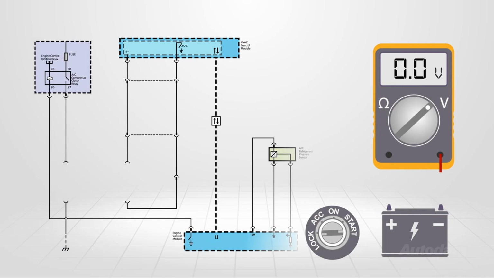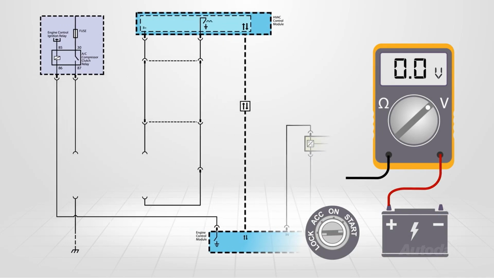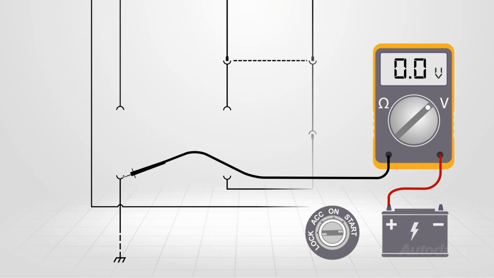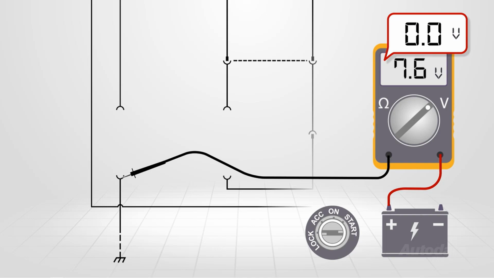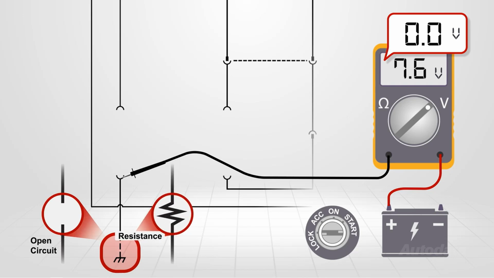Place one meter lead on battery positive and the other on the ground terminal of the compressor harness connector. If less than battery or no voltage is seen, check all ground points for corrosion and tension. If this is okay, the excess resistance or open is in the harness.